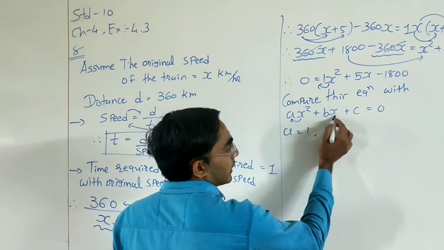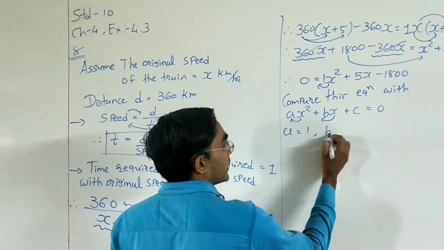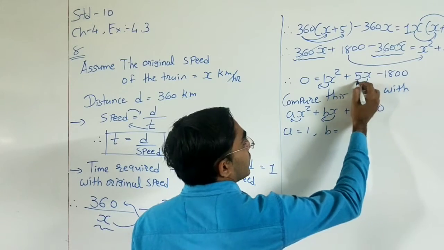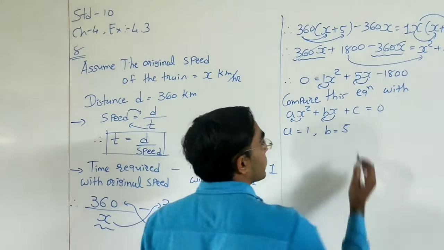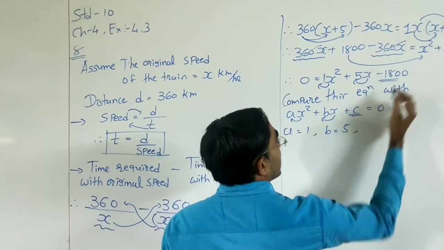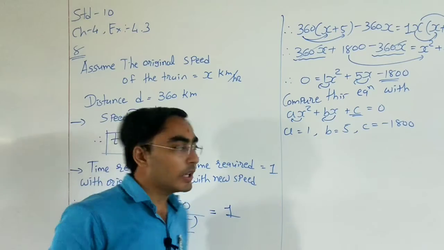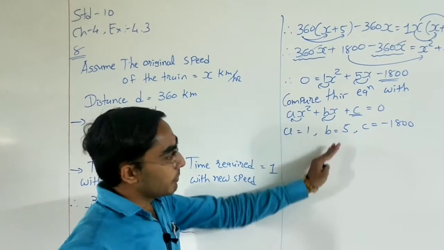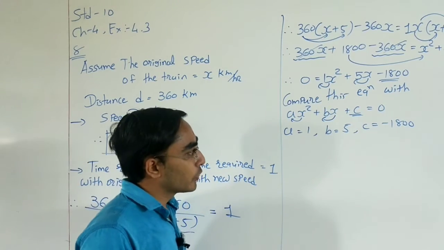Then the coefficient of x, it is b, right? So b, it is the coefficient of x. So here we have plus 5. So b is equal to 5. And the constant term c, that we have here, minus 1800. Okay, a is equal to 1, b is equal to 5, c is equal to minus 1800.